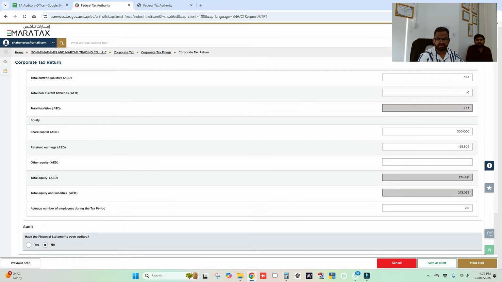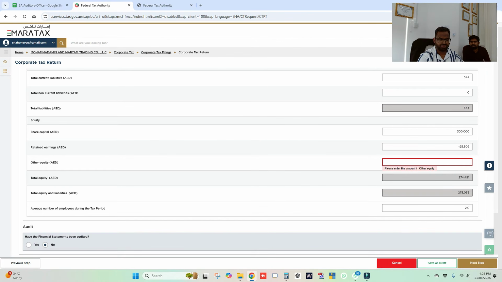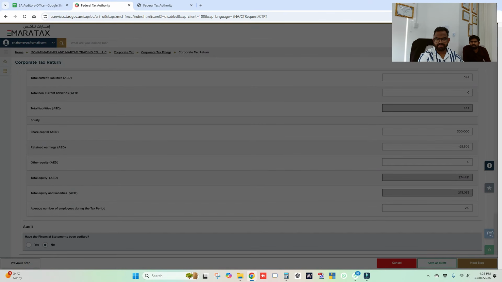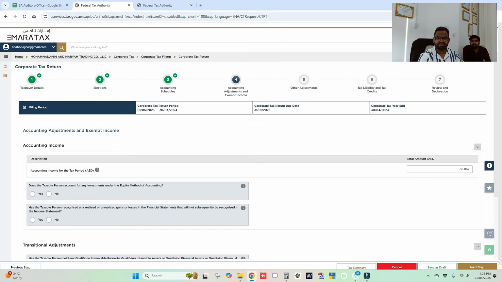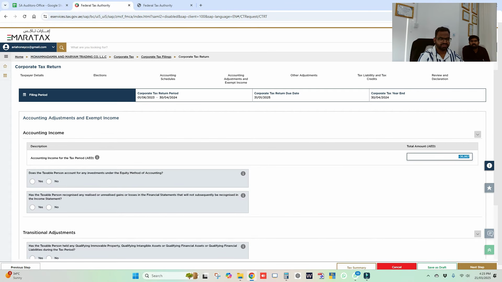Okay. So we will go to the next step. Either if an error value is corrected, there we have to put the 0. Okay, now this part is also done. Three parts done now: taxpayer details, election, and accounting schedules. Now we are in the fourth part, accounting adjustment and exempt income. Okay, their loss is coming this much.